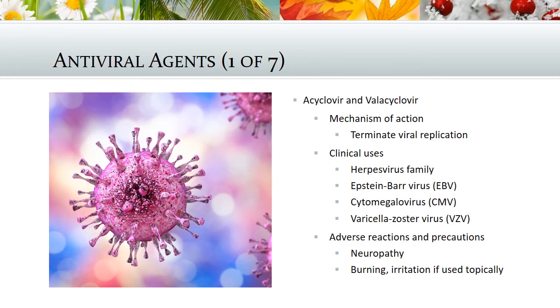Let's talk for a bit about antiviral agents. Some of the antiviral agents include acyclovir and valacyclovir. They work by terminating the viral replication. They're used in herpes virus, Epstein-Barr virus, and cytomegalovirus or CMV infections, which you may see in CF patients and in lung transplant patients. They also work in varicella zoster or VZV infection. However, adverse reactions include neuropathy, and burning and irritation if they are used topically.